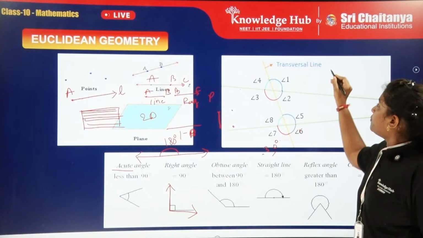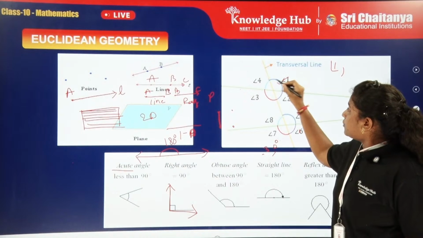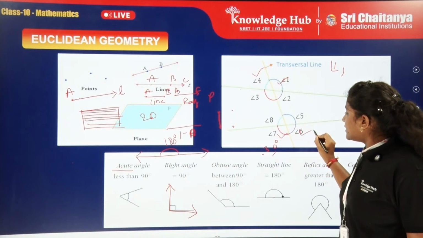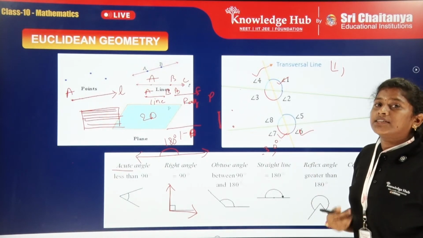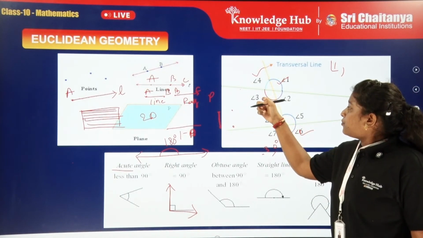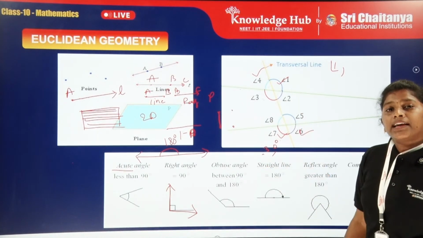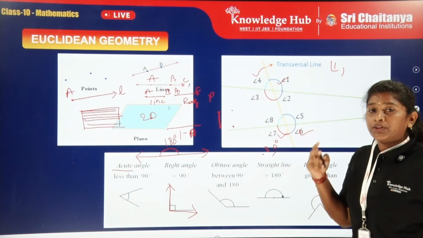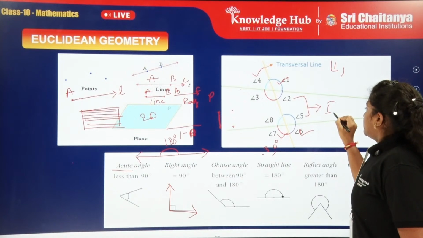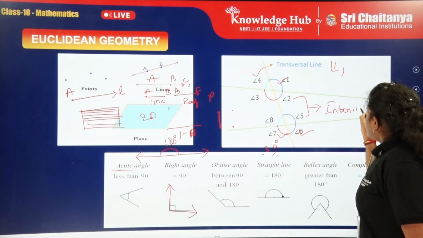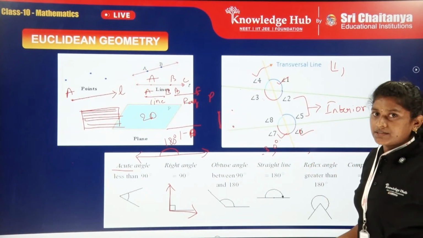Yes, if you look here, we have angle 1, angle 4, angle 7 and angle 6 outside of these two lines, so we are going to call them the exterior angles. And if we observe angle 3, angle 2, angle 8 and angle 5, those angles lie inside of those two lines, so they become the interior angles. So these are the interior angles, whereas the remaining angles form the exterior angles, okay.